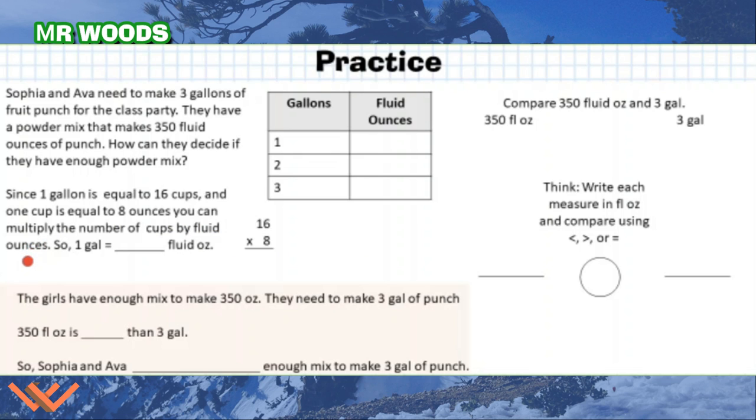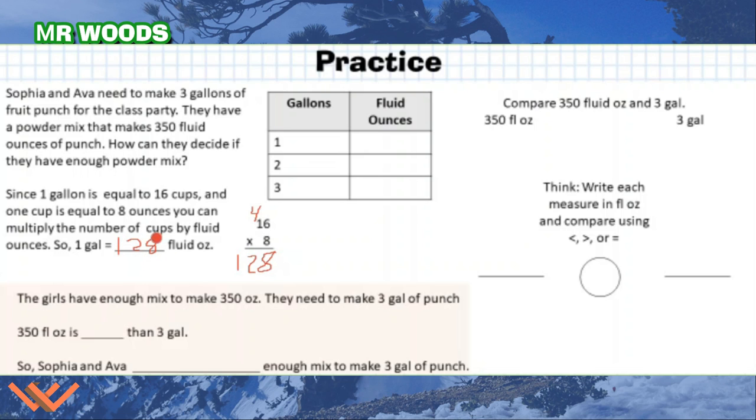So 1 gallon is equal to how many fluid ounces? Well, we have to go over here and we say 8 times 16. Remember, it's 16 cups. If we look at the gallon man, 16 cups, and 1 cup is equal to 8 ounces. 6 times 8 is 48, all right? So I have 8 here. 8 times 1 is 8. All right, so that makes it 8 tens plus 4 tens, so 8, 9, 10, 11, 12. So I have 128 fluid ounces.